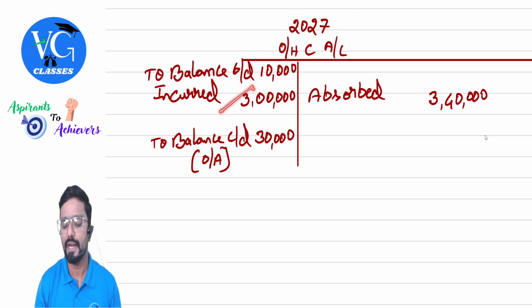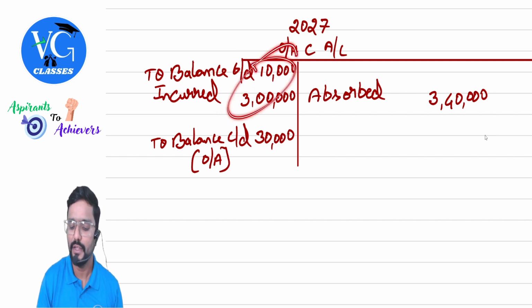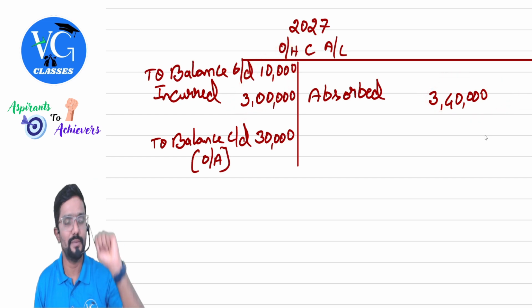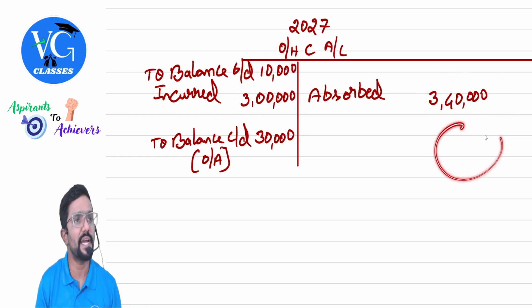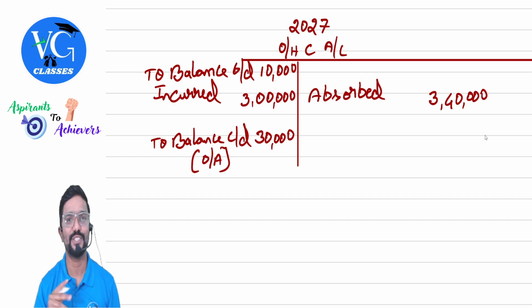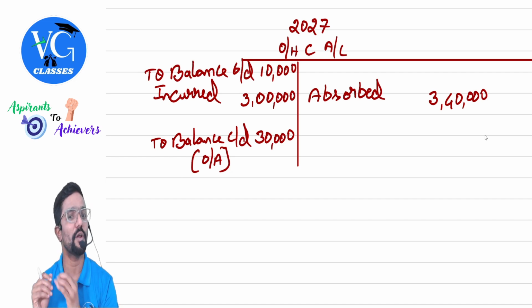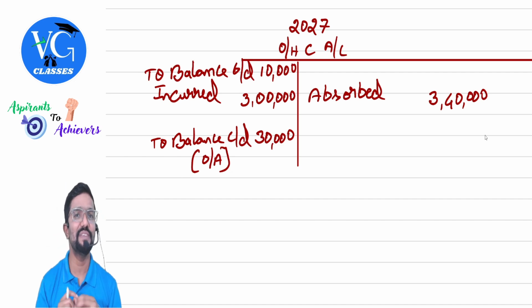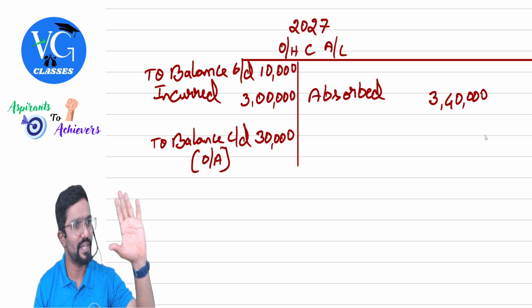Assume we have incurred 3 lakh and absorbed 340. So 310 versus 340, a 30,000 difference. Which side is more, sir? Credit side. So we will write it on the debit side just to tally. But this account is having what balance? Credit balance. So what do we call it? Over absorption. Next year, we will start with what balance? Credit balance. Hope you understood the logic.